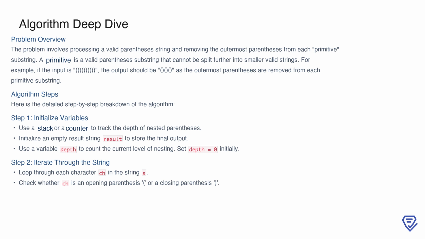First, we initialize some variables. We use either a stack or a counter to track the nesting depth of parentheses. For simplicity and space efficiency, we'll use a counter called depth. We'll also create an empty string result that will store the output. Initially, the depth is set to 0, and we are ready to process the string one character at a time. By analyzing each character, we can determine whether it contributes to the primitive or not, and adjust the result accordingly.